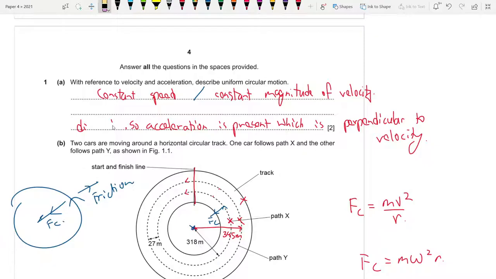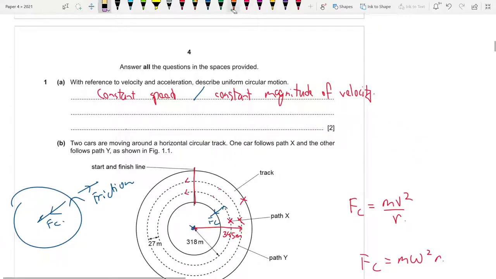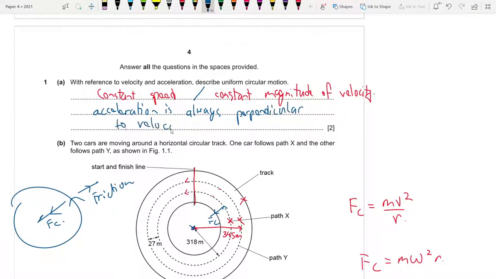What's the other one? Acceleration is perpendicular to velocity. This is the second marking point. Acceleration is always perpendicular to velocity.